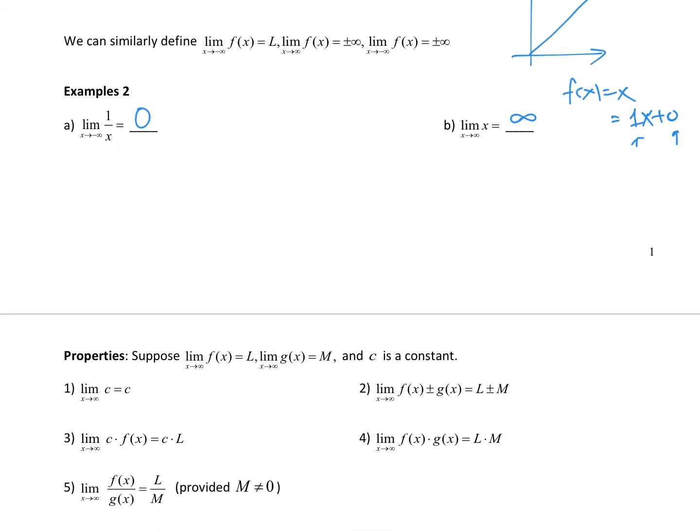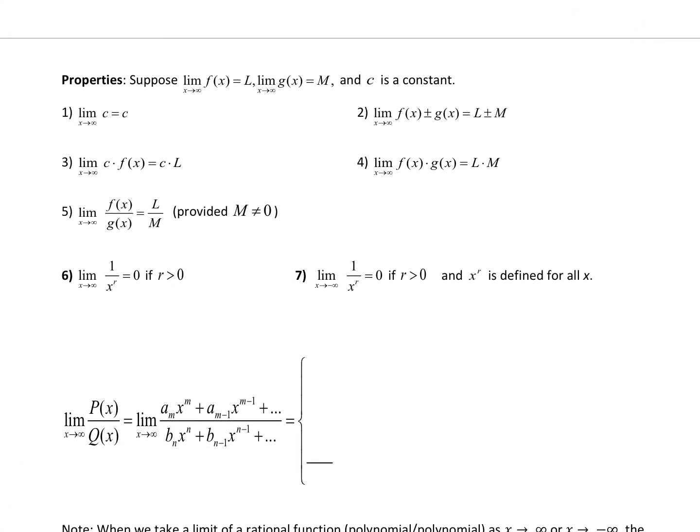All right, let's look at the next property. This is very similar to the property of the limit that we talked about in the very first worksheet. If you take the limit of a sum, you can take the limit of each one separately and add them together.